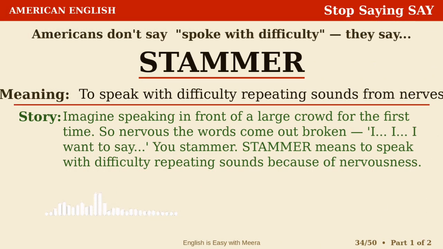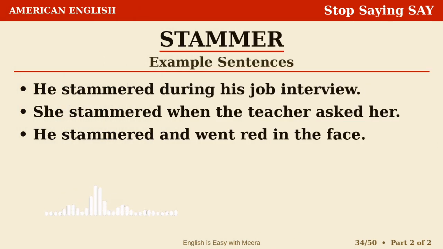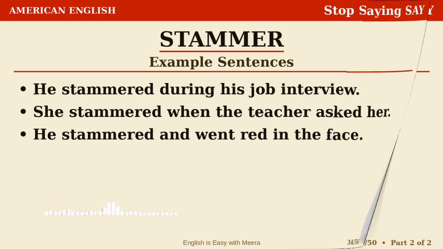34. Stammer. Americans don't say, spoke with difficulty. They say, stammer. Meaning, to speak with difficulty repeating sounds because of nervousness. Story. Imagine someone speaking in front of a large crowd for the very first time. So nervous the words come out broken. I want to say... They stammer. Example. He stammered during his job interview. She stammered when the teacher asked her. He stammered and went red in the face.